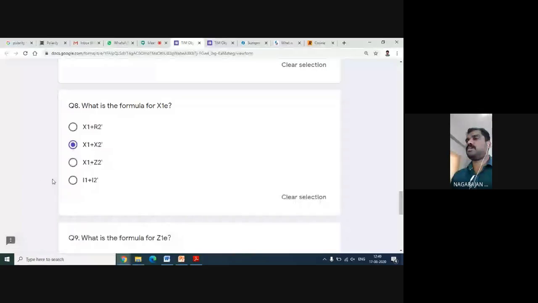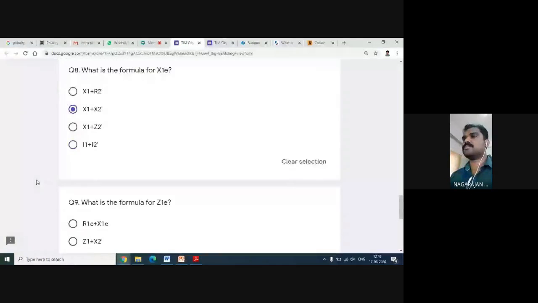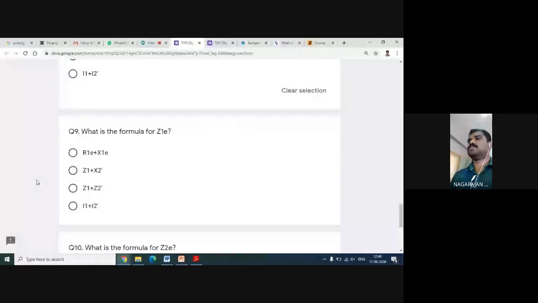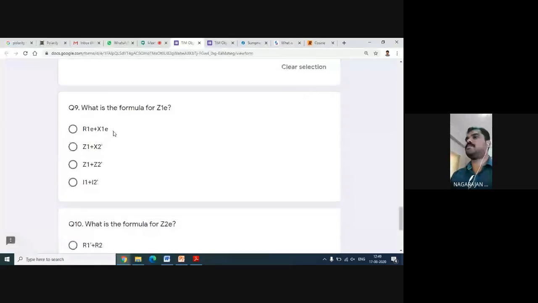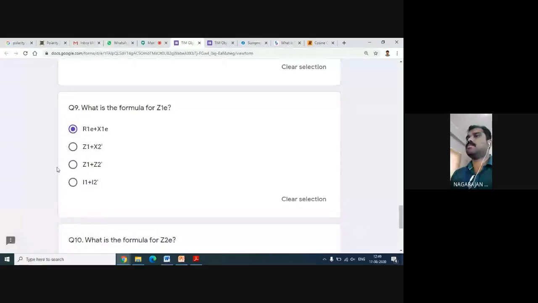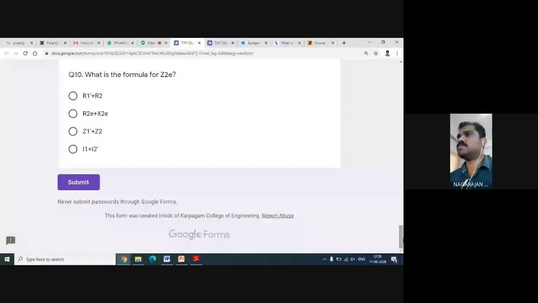So what is the formula for Z1E? Z1E is impedance, the sum of resistance and reactance. So first is the answer, R1E plus X1E. And what is the formula for Z2E? It is similar, R2E plus X2E. So these are the answers of first two tests.